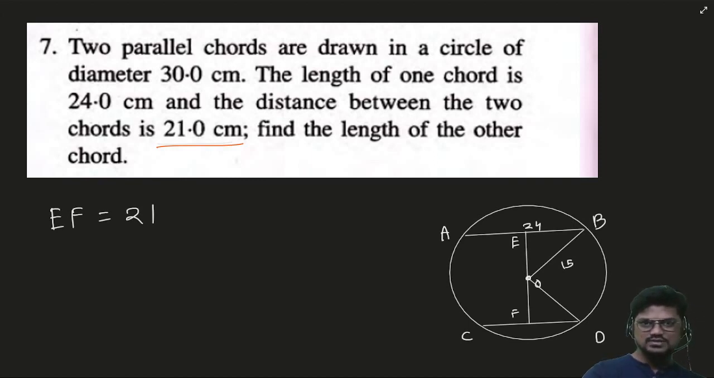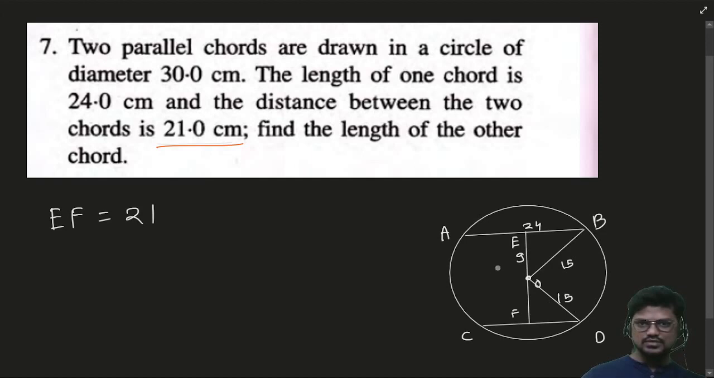Anyone else? Ritika, yes, your answer is right. Very good. So tell me, what is the value of OE if you solve by using Pythagoras? 15 and 24, what will be this length? 9. This will be 9. And if this is 9, this is also 15. And we need to find what is CD, right?